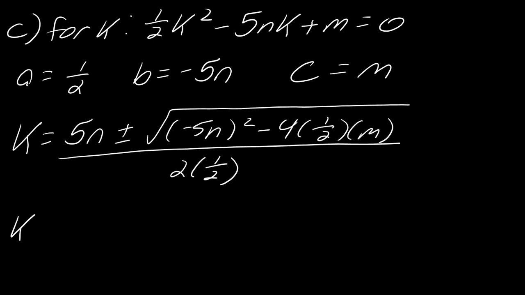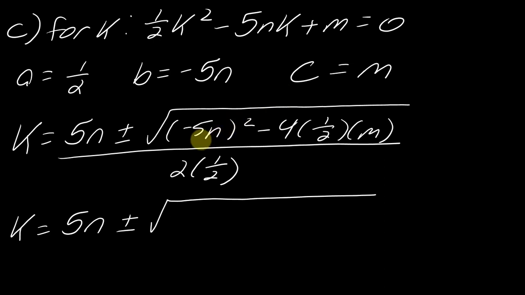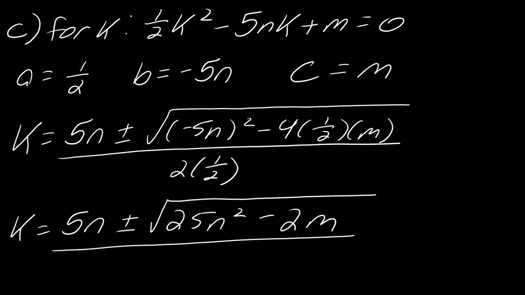Okay, so this becomes 5n plus or minus the square root. Now be careful with this. I have to square both the 5 and the n. So 5 squared is 25, n squared is n squared. So this right here becomes 25n squared because this exponent has to count to both things that it's squaring. Next, 4 times 1/2 is 2, so I'm just left with minus 2m. And then in the denominator, 2 times 1/2 is just going to become 1. So do you need a denominator in this case? You technically don't, so you could actually just write this as your final answer. And once again, there's nothing else that you can do to simplify this.